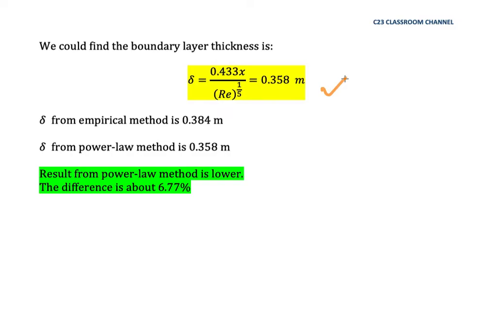If we compare the value with the empirical method, 0.384 is from the empirical method and 0.358 is from the power law method. We found that the difference is about 6.77%. The difference is not too big, still less than 10%. In absolute terms, it is around 0.02 meters, so around 2 centimeters difference in the boundary layer thickness.